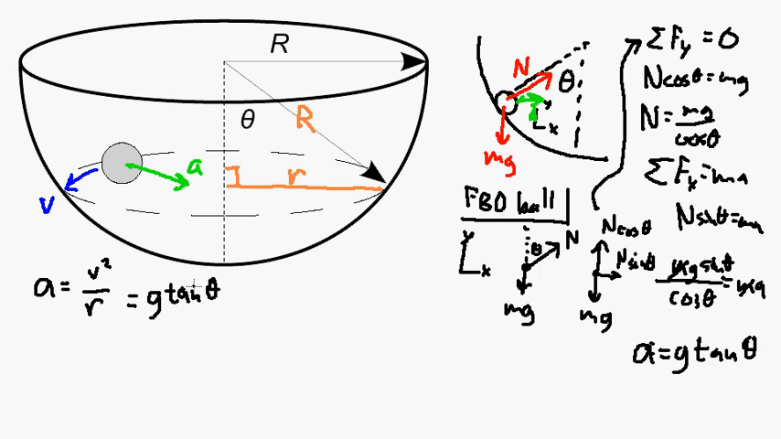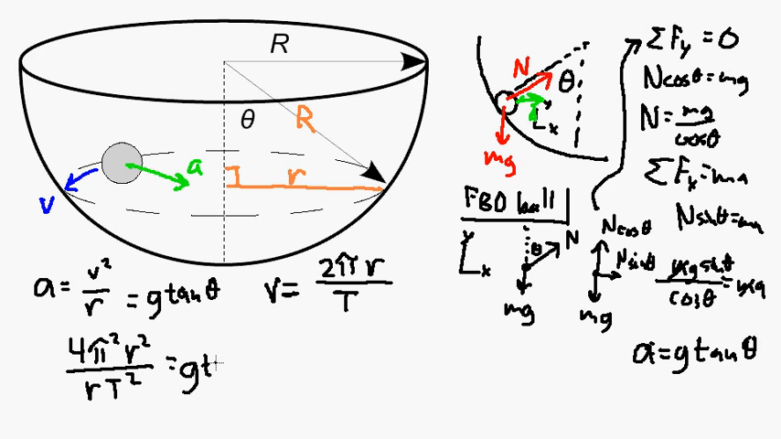Now, what we're asked in the problem is to find a relationship between theta and the period. Usually the way we get there is that the speed is the distance it travels in one circle divided by the time it takes, which is the period. So v is 2 pi r over T, and v squared is 4 pi squared r squared over T squared. So this means 4 pi squared r squared over r T squared equals g tangent of theta. You can take this r squared and cancel one r against that. So then you've got 4 pi squared r over T squared equals g tan theta.